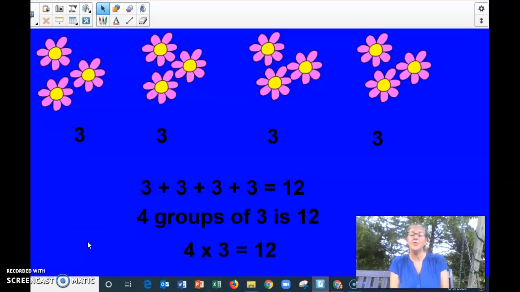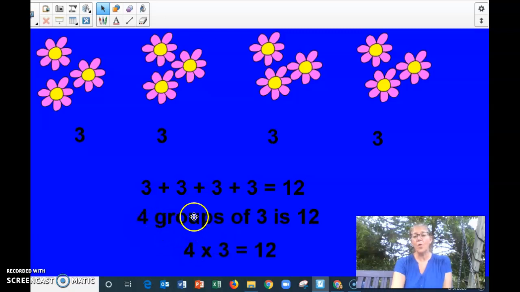4 times 3 equals 12. This sign looks like a little X. This is your multiplication sign. And when we read it out, we would say 4 times 3 equals 12. So we can see where these numbers come from.